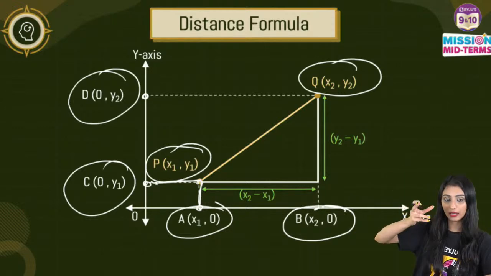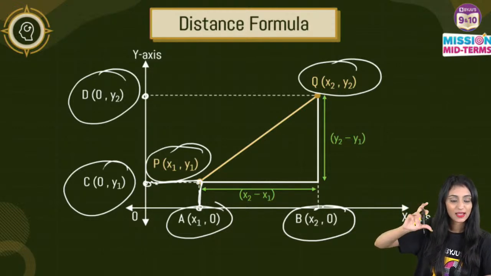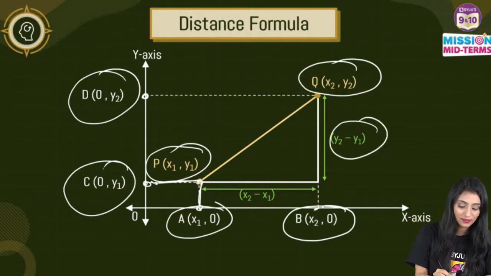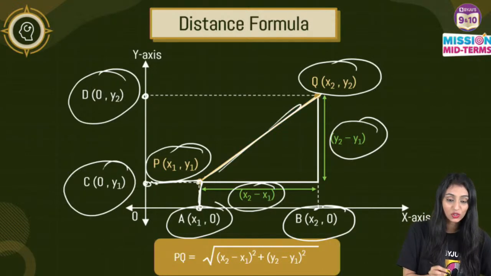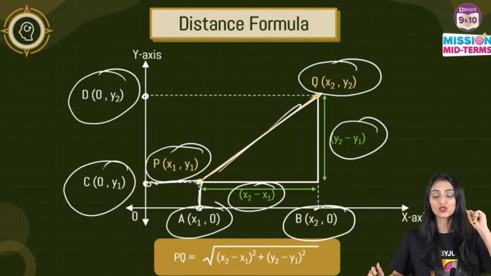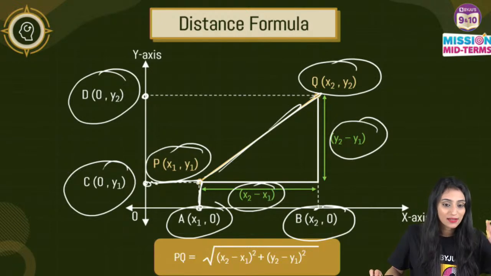You have to subtract the coordinates. Subtract, and you get y2 minus y1 and x2 minus x1. Using the Pythagoras theorem, you can find this out. That's going to be square root of x2 minus x1 whole square plus y2 minus y1 whole square. Yes, everyone?